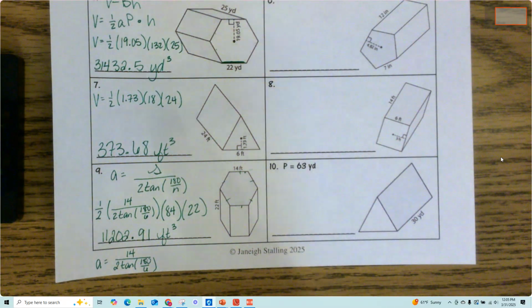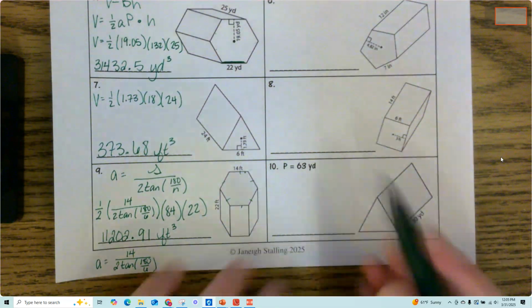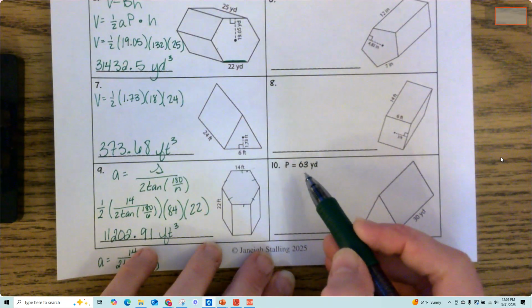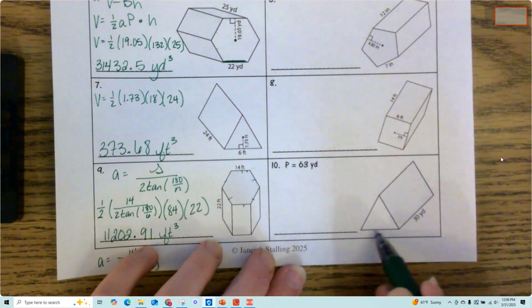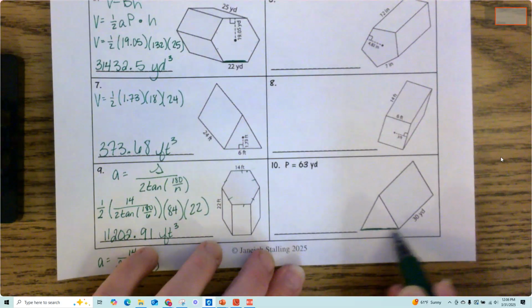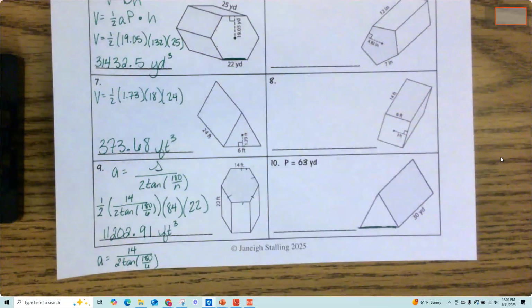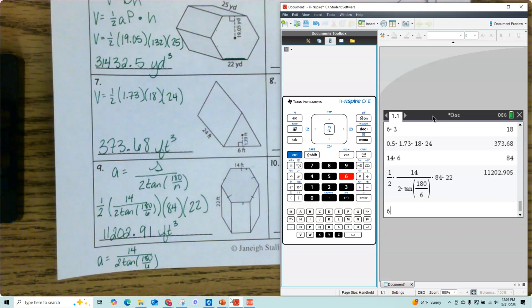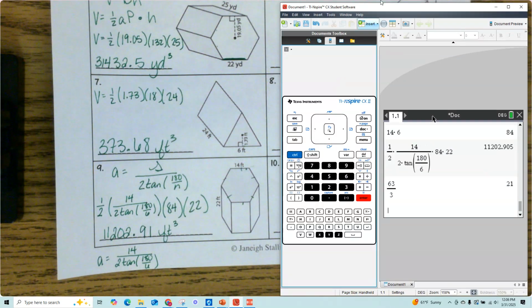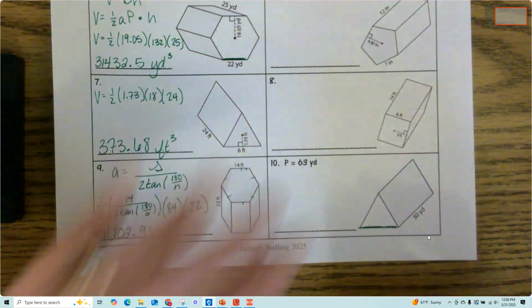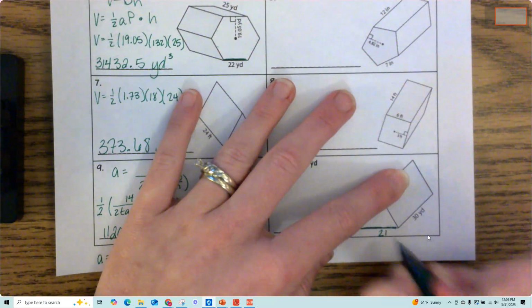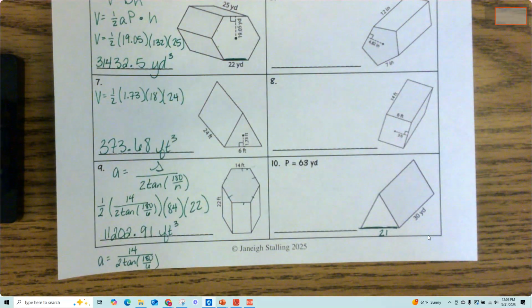Number 10. And I'm going to give you a help on 10. It gives me the perimeter. So how would I find the length of just one of these sides? Divided by the number of sides. So 63 divided by 3 is going to give us side lengths of 21. So now you have all the information you need to fill that one in. Okay? All right.